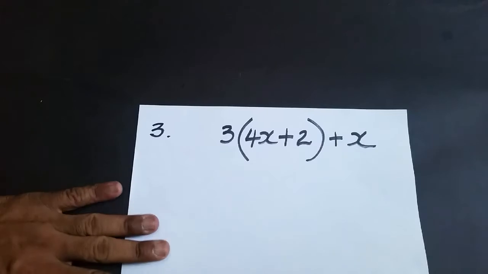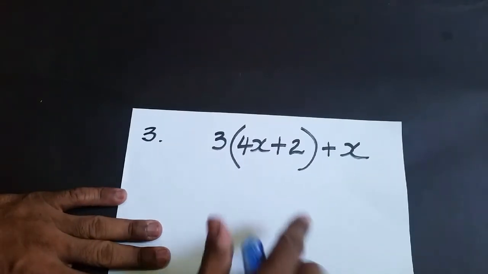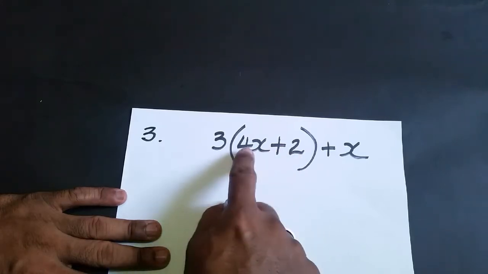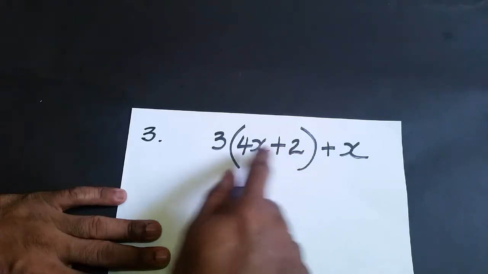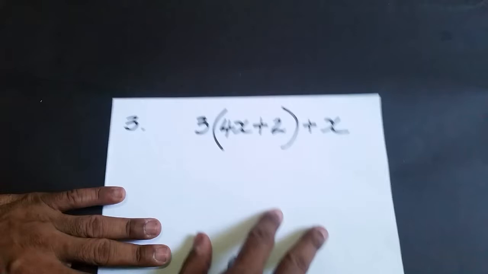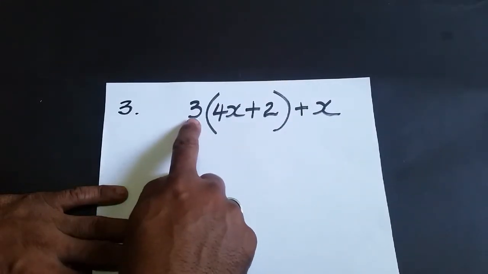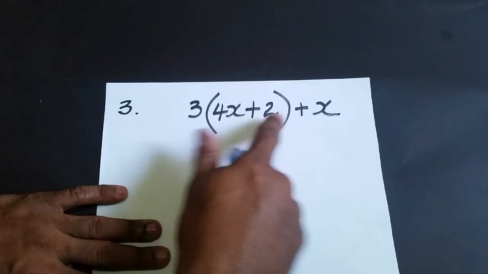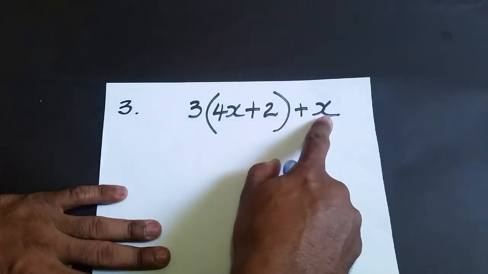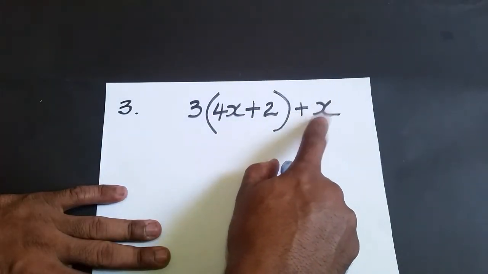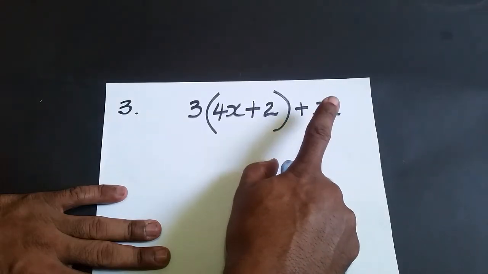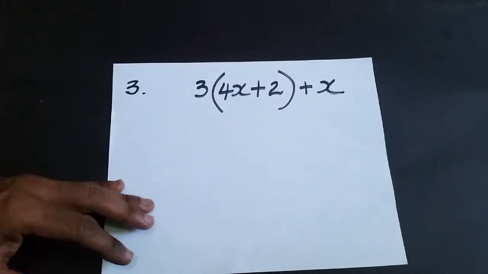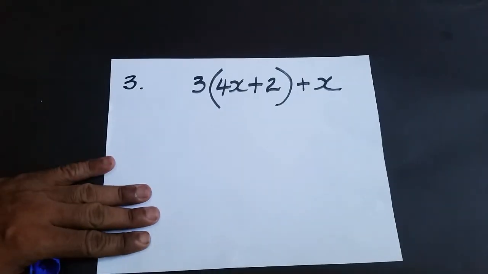Example number 3. Now, this is an interesting question because, again, when you expand, you multiply whatever is inside the bracket. In this case, it's positive 4x and positive 2 by what's outside. Now, what we have here is positive 3, so positive 3 is going to multiply these two terms in the bracket. However, there's a positive x here, or a positive 1x, that is not inside the bracket, so it will not be affected by the 3, only these. So we're going to go ahead and expand and then see if we can simplify afterwards.